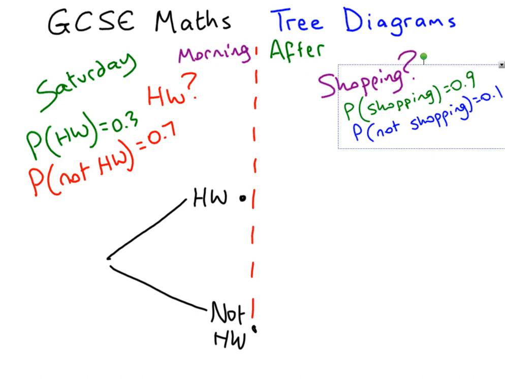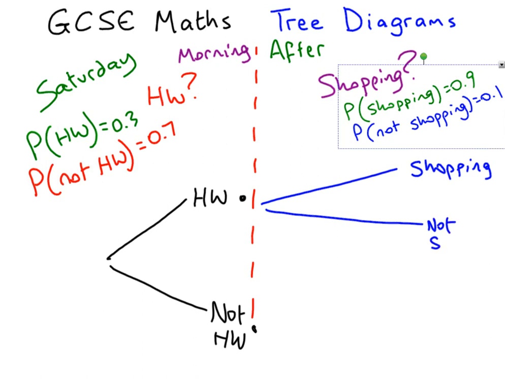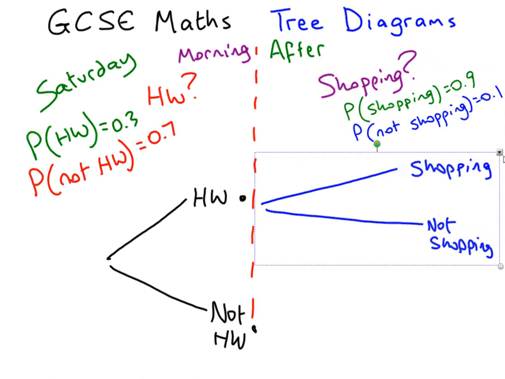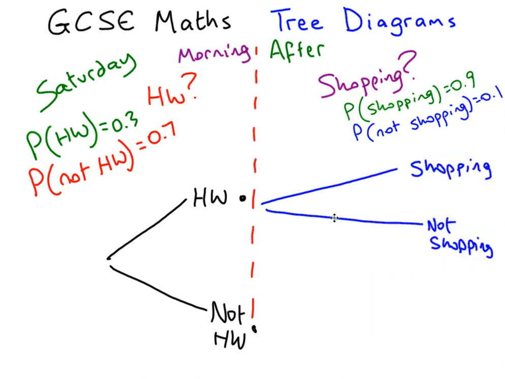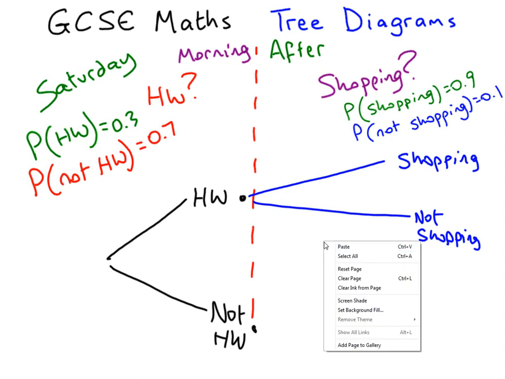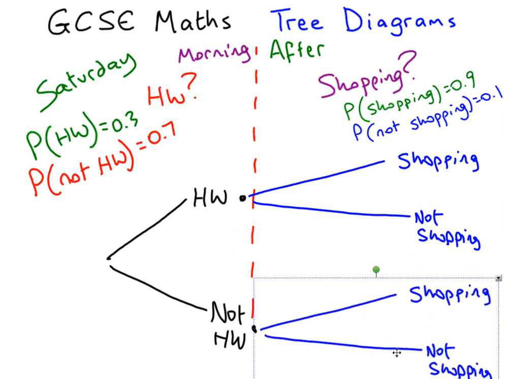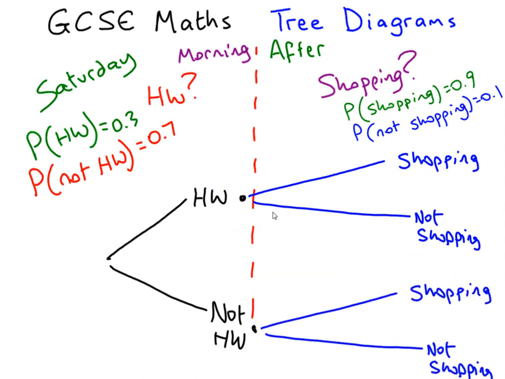So the choices for the afternoon are obviously that you go shopping or you don't go shopping. Okay, two choices there. Now the thing is, before we've started the stuff, we do not know if we've done our homework or if we've not done our homework. Okay? So we need one option for if we've done our homework and one option for if we've not done our homework. So this is our first tree diagram that we've looked at.